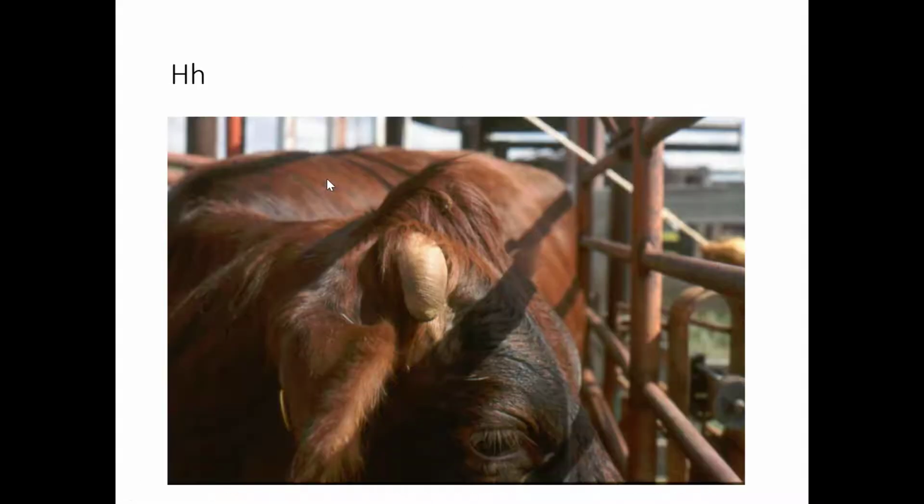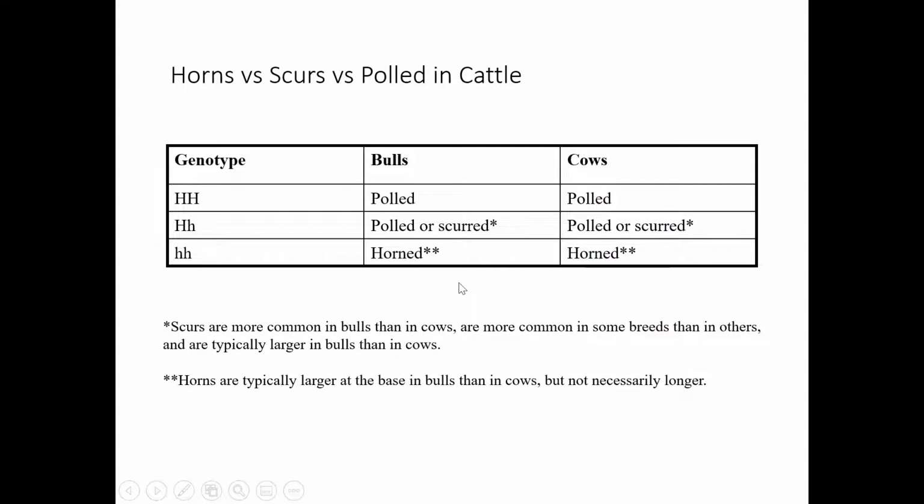So scurs are not attached to the skull, so you can move them around. Horns are attached to the skull. So here's another picture showing what a scur looks like. And here's the chart from y'all's notes. So as I said earlier, big H is dominant. So when they're big H, they're going to be polled for bulls and cows. The heterozygotes are big H, little h, so they're polled or scurred for both bulls and cows. But it is more common that bulls will have scurs. And then little h: for our bulls and cows, they're both horned. And typically, again, like what I said for our sheep, the horns are going to be larger than the cows' horns. And that's at the base.